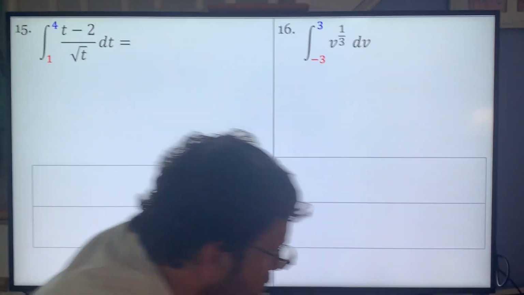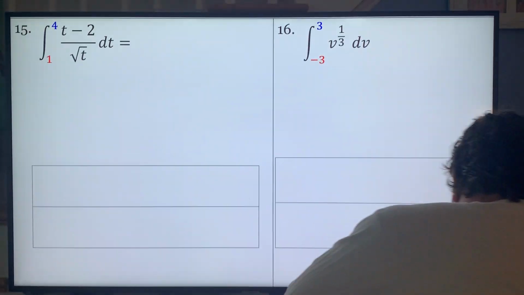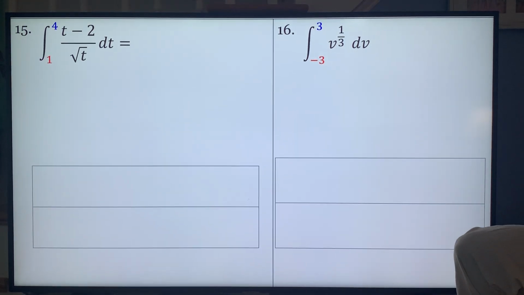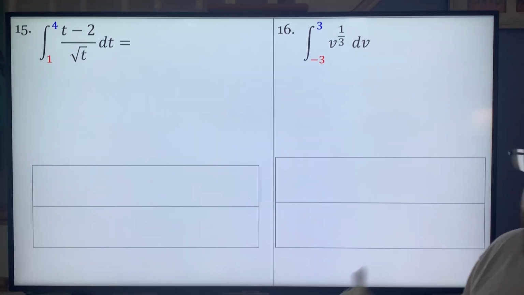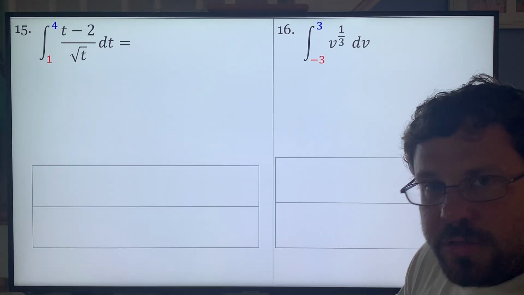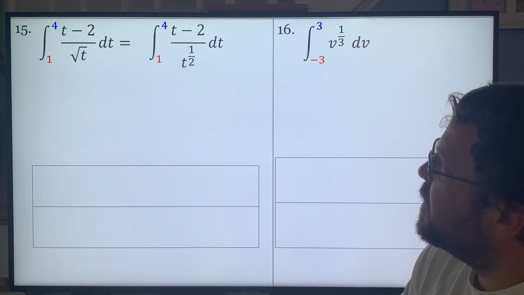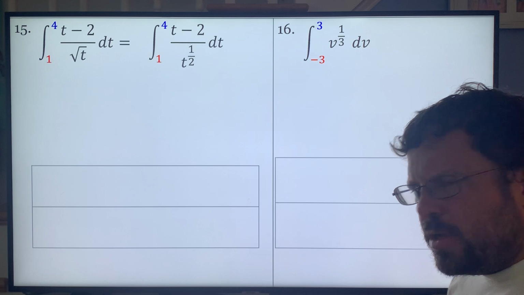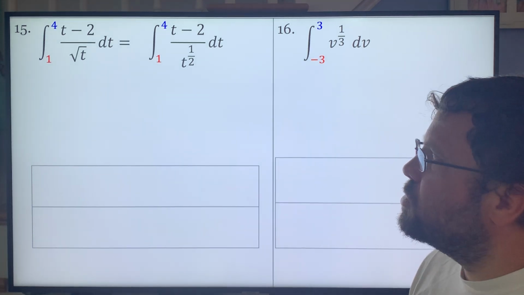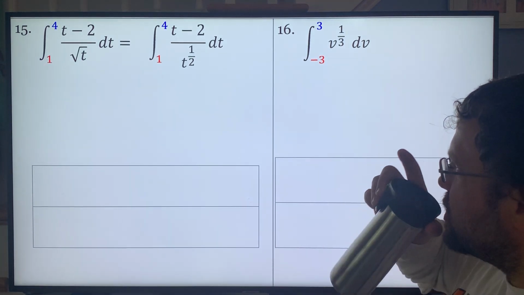Good. Two more, then we'll get to some tough ones. This is a little tougher. Rewrite this first. That's your hint. t squared, t minus 2 over t to the 1/2. Do we know a quotient rule? We don't. So you have to rewrite it one more time. What can we do next?